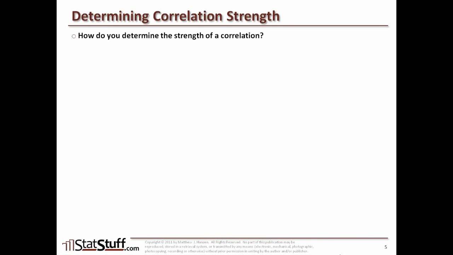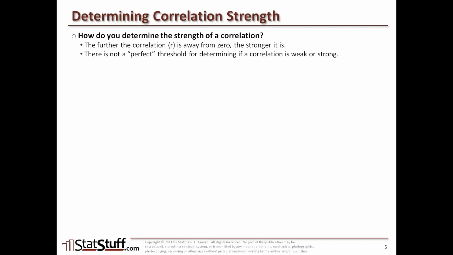So how do you determine the strength of a correlation that you're looking at between two factors? Well, generally the further the correlation, or that R value, is away from 0, the stronger it is. That is, the closer to -1 or the closer to +1 your R value is, the stronger that relationship. But there's not a perfect threshold for determining whether a correlation is weak or strong. Some folks have proposed certain thresholds, saying a correlation is strong when it's at least 75%, or 50%, or something more extreme. But I would not really recommend that.